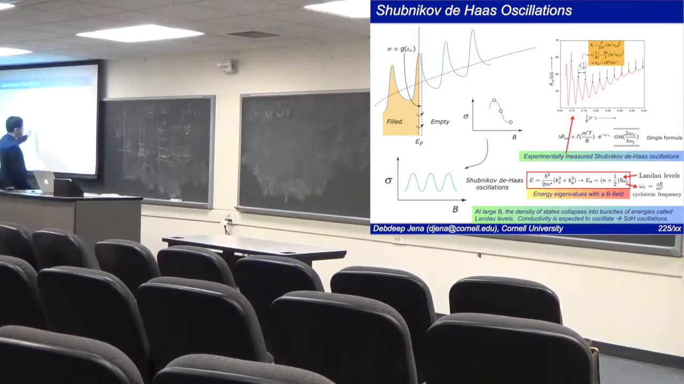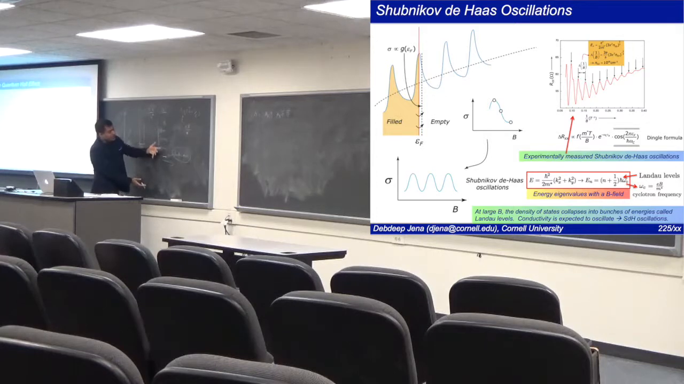If it's completely filled, that is not going to contribute to any current. It will not contribute to conductivity. Completely filled band, no conductivity, and partially filled will. I'm just thinking about that from a classical perspective. Therefore the conductivity will be proportional to how many electrons are there at this density of states. And as you change the magnetic field, the total number of electrons is not changing. What is changing is these levels are getting spaced out.